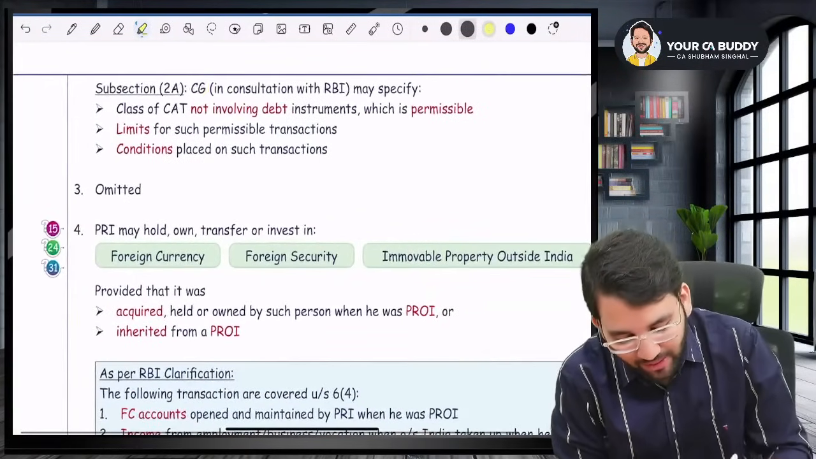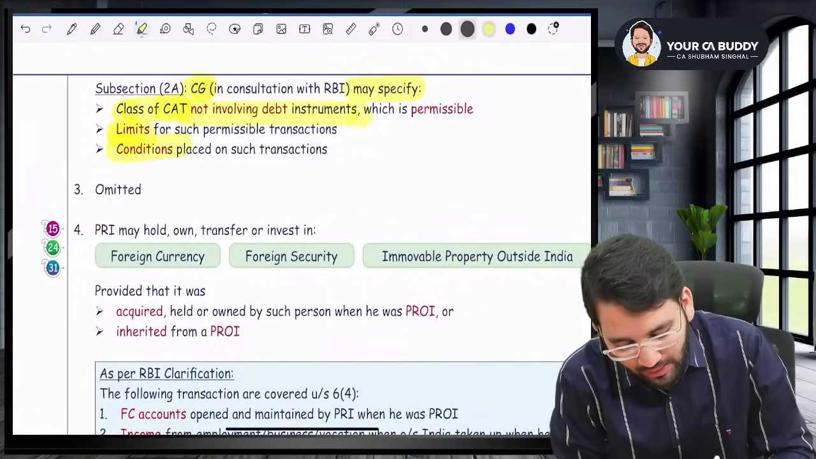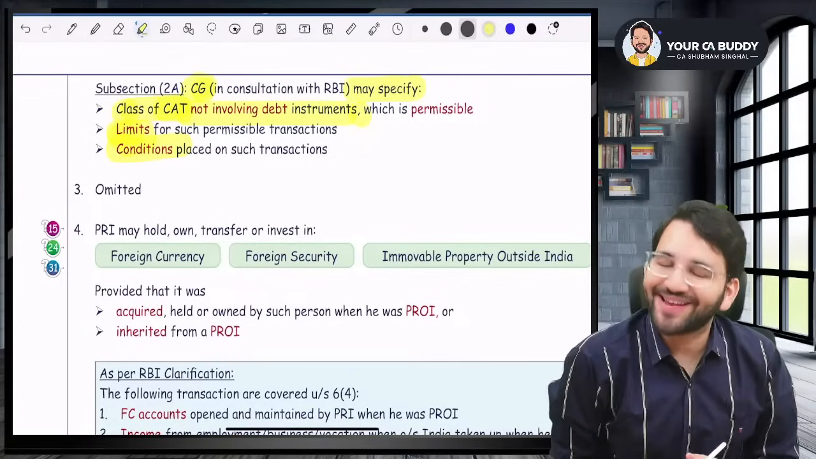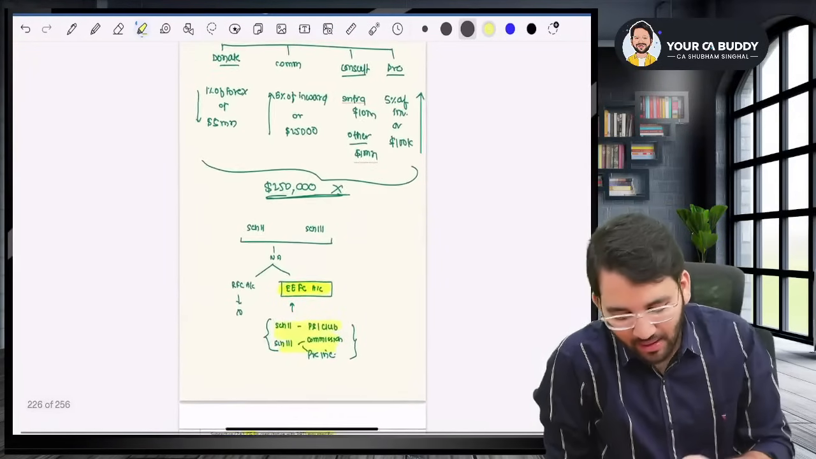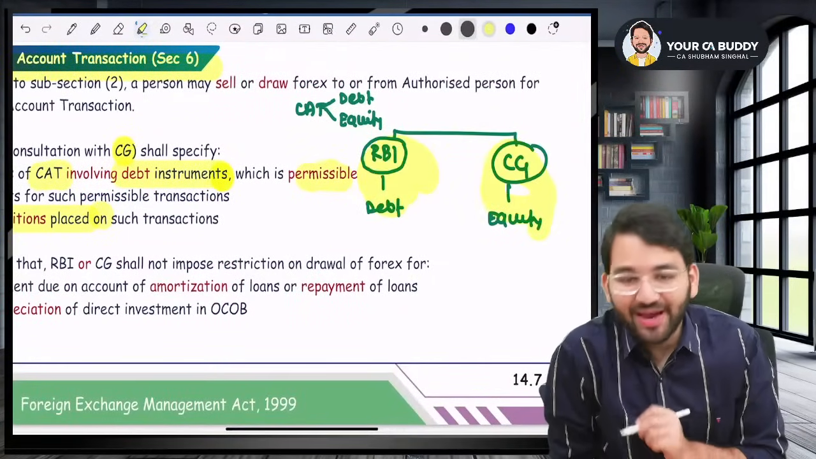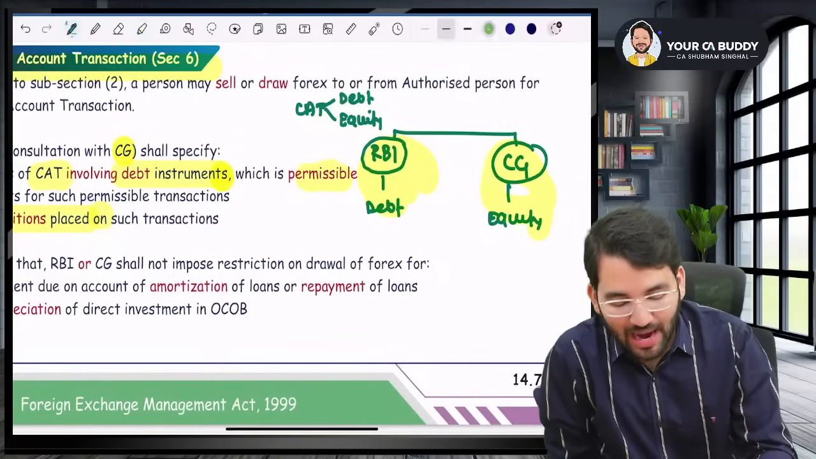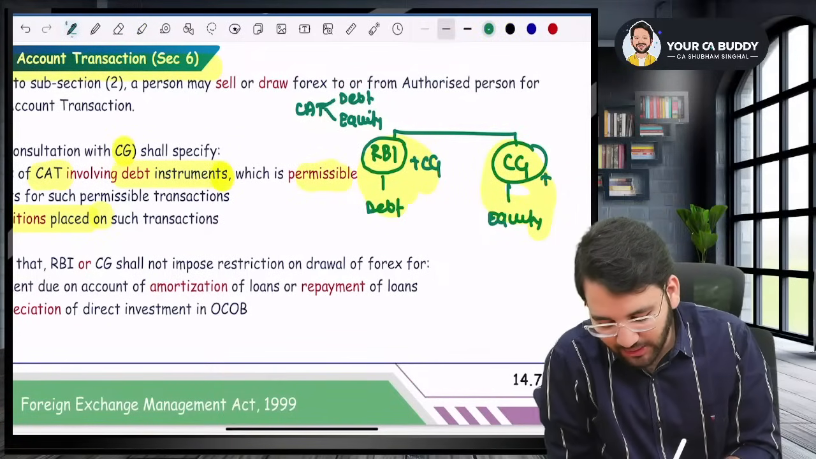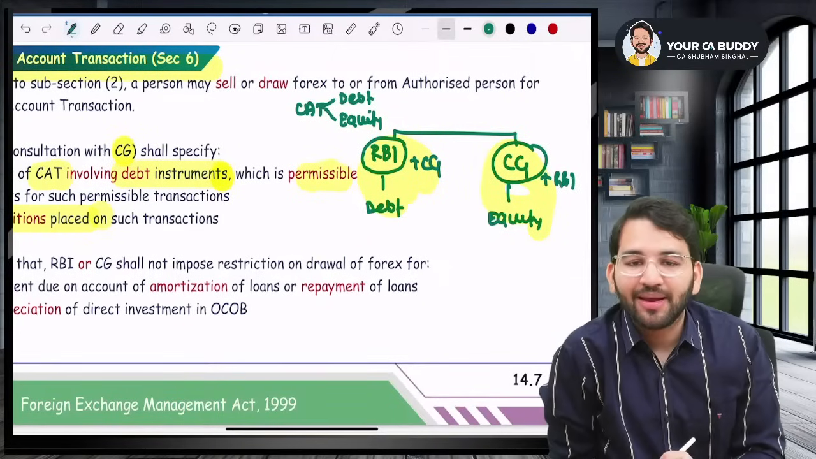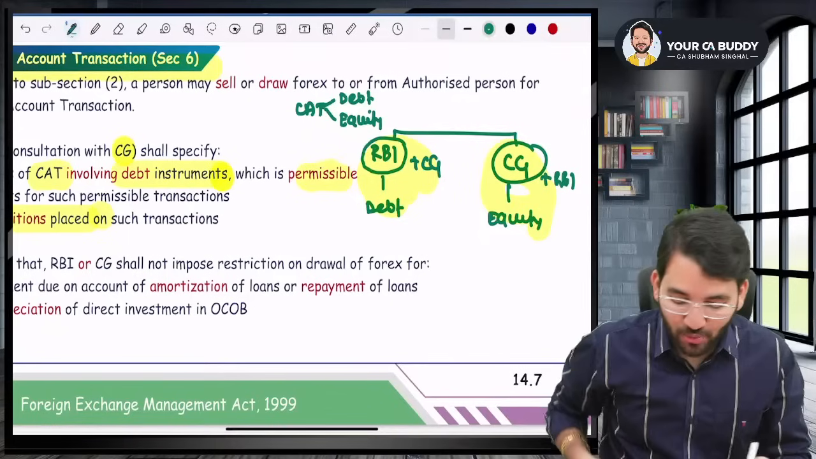Similarly, the central government can, in consultation, put limitations on non-debt instruments such as equity instruments. So basically, for debt instruments they have given the power to RBI, but for equity instruments they have given power to CG. They'll consult each other: RBI will act in consultation with CG, and CG will act in consultation with RBI. They'll consult each other, but they have divided powers. Now listen to me very carefully.